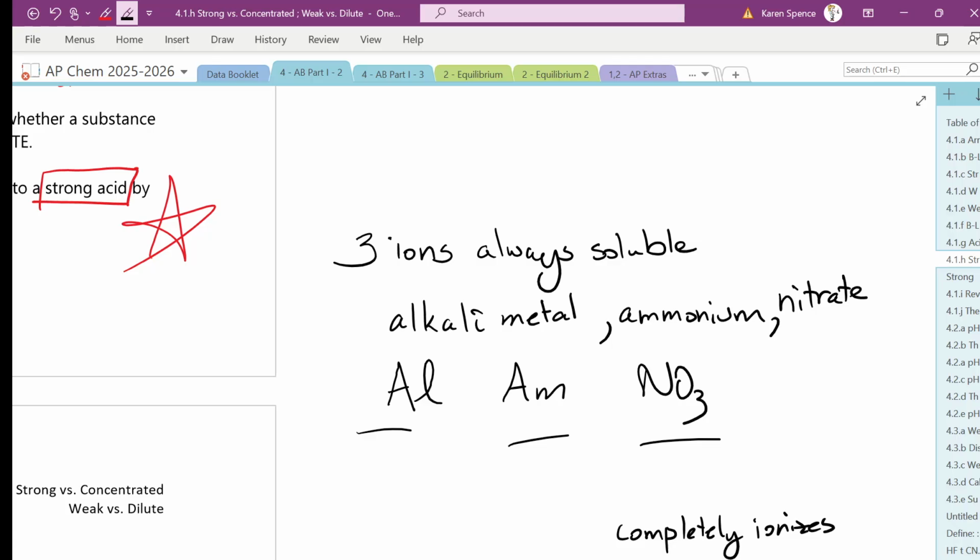Alkali. Just don't think it's aluminum, okay? You guys know aluminum's not a soluble thing, I hope. Fingers crossed. Alkali metals, ammonium, and NO3. That just made me really happy. Yeah, anyway.